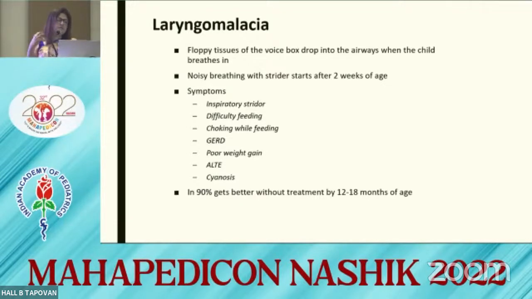Symptoms could be inspiratory stridor. There could be some difficulty in feeding. The child could choke while feeding. There could be a gastroesophageal reflux. So why a reflux? These children make a lot of effort to breathe, so when they do this, they tend to get a reflux. So these children are more prone to getting a reflux. They may have poor weight gain. They could have an acute life-threatening emergency because of an aspiration, because of a complete obstruction of the respiratory tract, and they could get cyanosed. Most of them, 90% of them, would get better by 12 to 18 months of age.